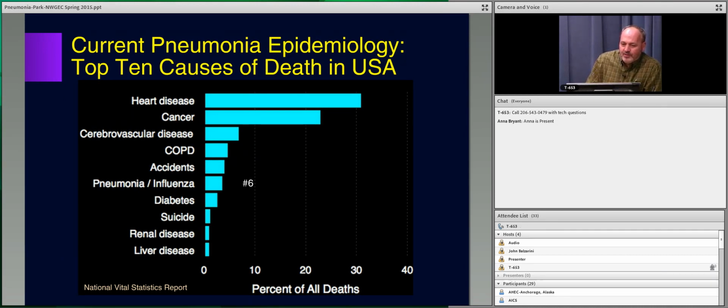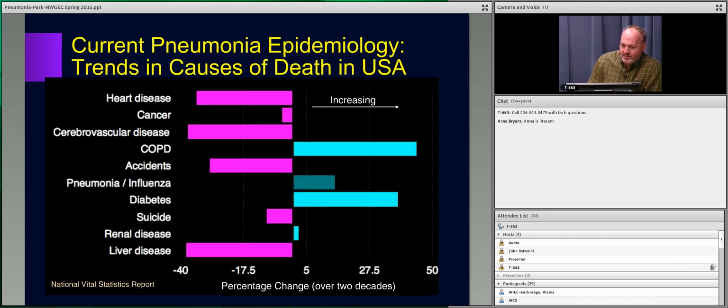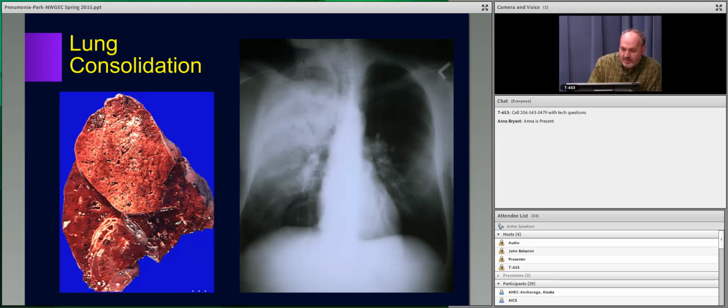Here's where things stand with pneumonia and influenza as compared with heart disease, cancer, stroke, COPD. You know, it's not the leading cause of death, but if you want to look at it this way, we're making tremendous progress in reducing the occurrence of death due to heart disease, cancer, stroke, accidents, suicide, liver disease, but unfortunately deaths due to COPD, diabetes, and pneumonia or influenza are rising over recent decades. So it may become more and more prevalent as a cause of death as time goes on.